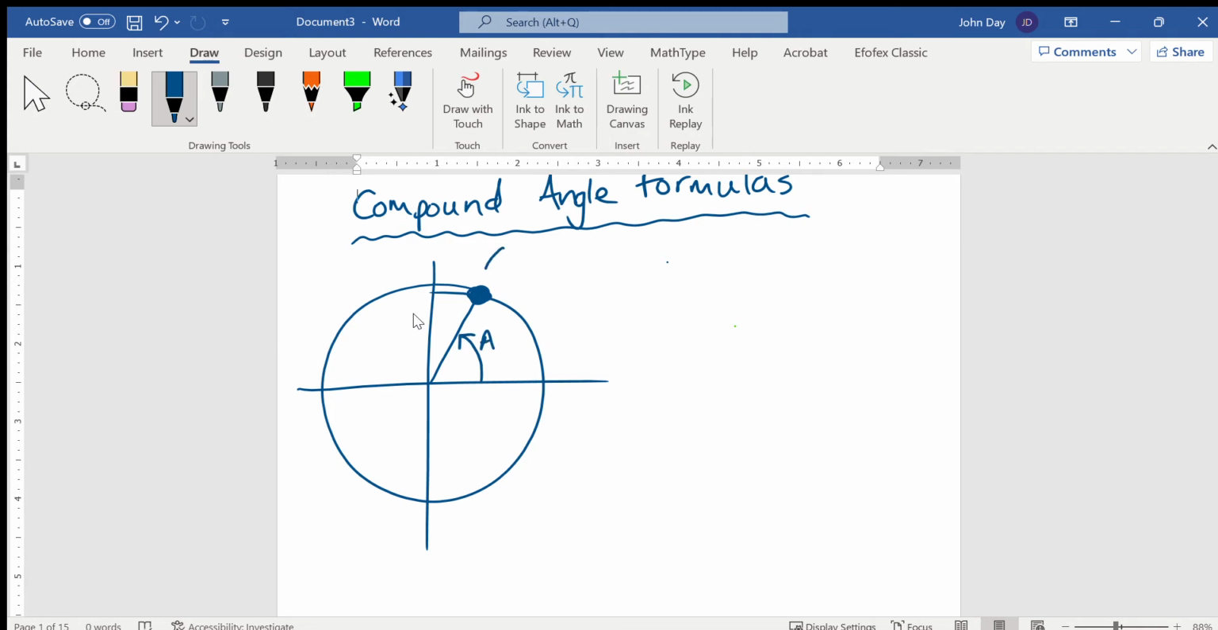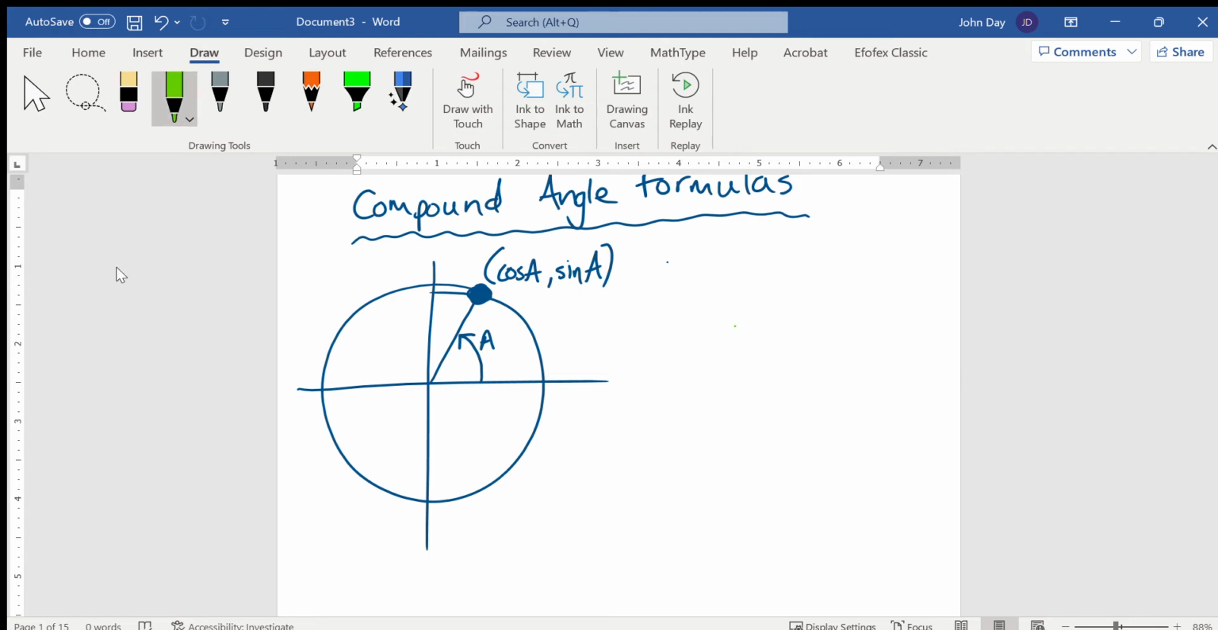That would have coordinates cos A, sine A. That point there is a point on the unit circle. It's a point on the number plane, but specifically at the moment, it's a point on the unit circle.